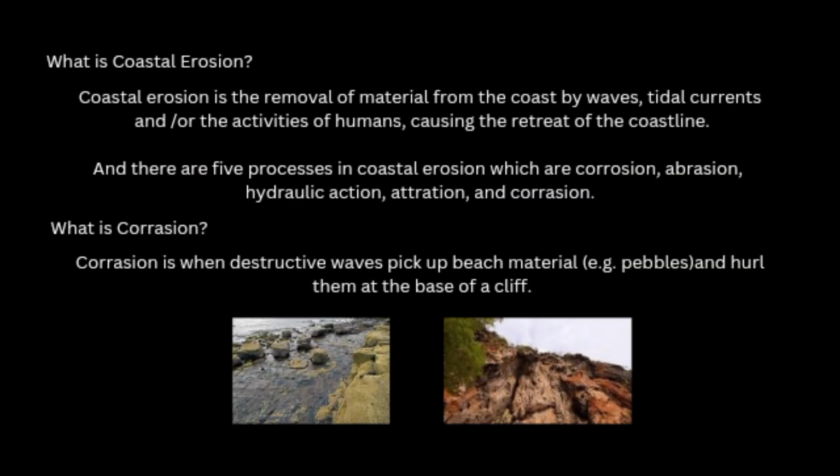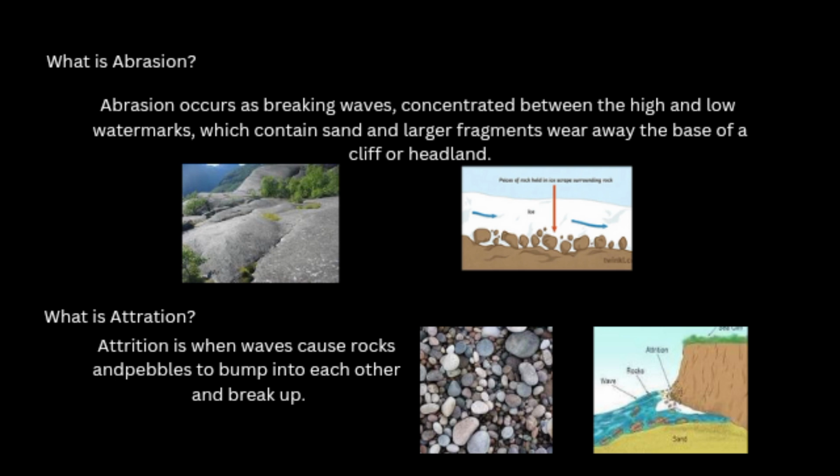What is coastal erosion? Coastal erosion is the removal of material from the coast by waves, tidal currents, or the activities of humans, causing the retreat of the coastline. There are four processes in coastal erosion, which are corrosion, abrasion, hydraulic action, and attrition. What is corrosion? Corrosion is when destructive waves pick up beach material and hurl it at the base of a cliff. And the next one is abrasion.